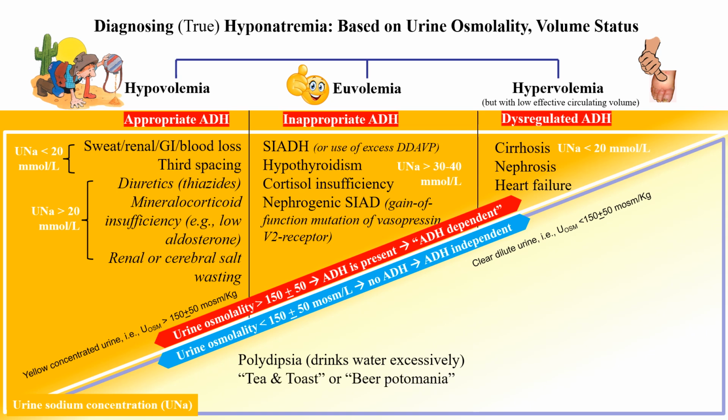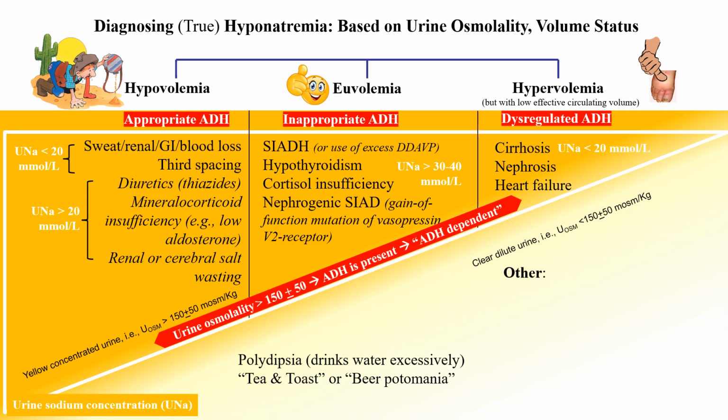Tea and toast and beer potomania refer to hyponatremia that occurs when patients eat very little relative to free water intake or alcohol ingestion in the case of beer potomania. The low dietary solute load delivered to the collecting tubules does not provide a sufficient osmotic pool to prevent water from getting reabsorbed. The excess free water reabsorption leads to hyponatremia.